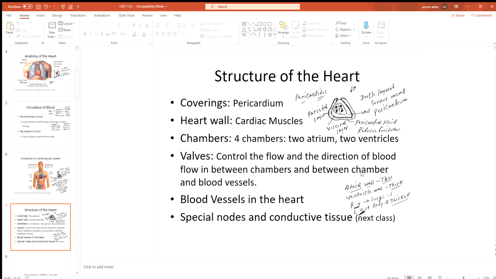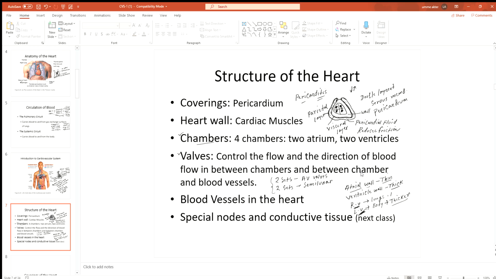Now, inside the heart, you have four chambers. We talked about that, and we already talked about the functions of those chambers. Now, there are four sets of valves inside the heart. Two sets are AV valves or atrioventricular valves, and the other two sets are called semilunar valves. Okay, so those are the valves inside the heart.